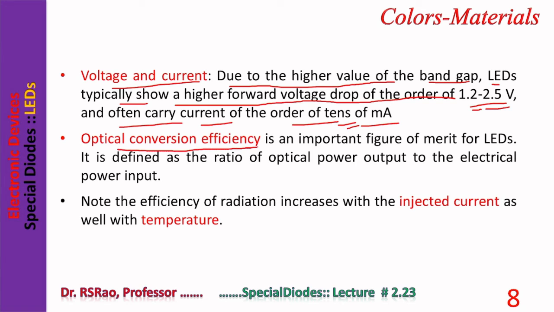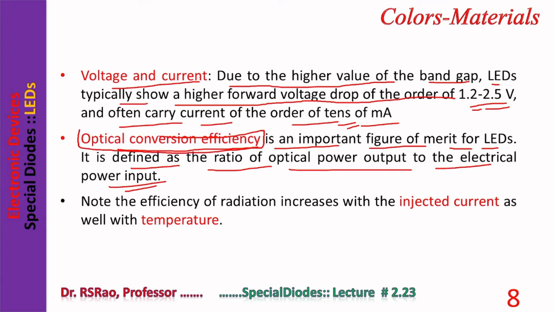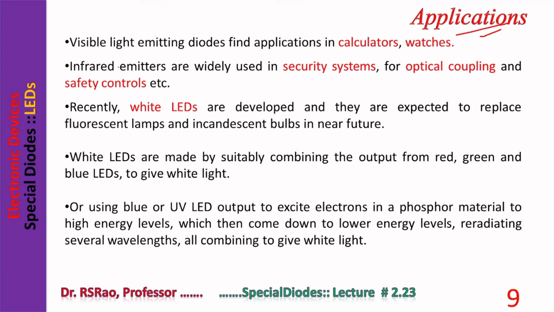Optical conversion efficiency. What is this? It is an important figure of merit for LEDs. It is defined as the ratio of optical power output to the electrical power input. So this is a performance index for LEDs. Note the efficiency of radiation increases with the injected current as well as temperature. Conversion efficiency, or radiation efficiency, increases with the injected current as well as temperature. It depends upon temperature.